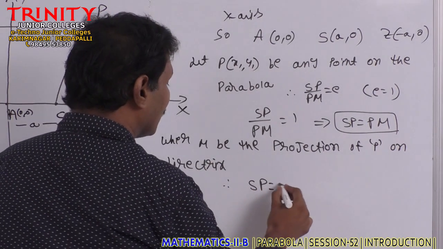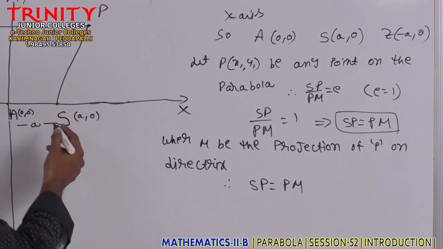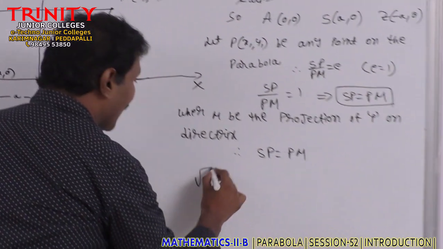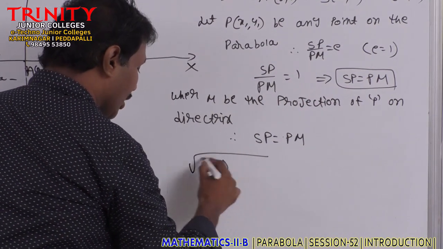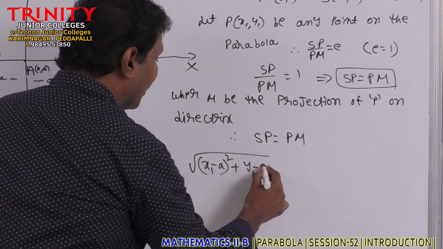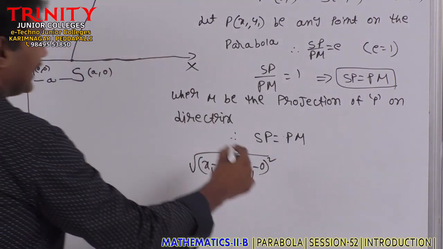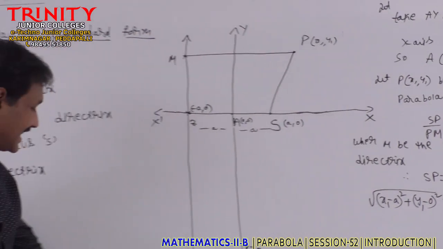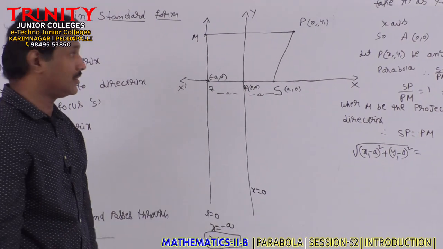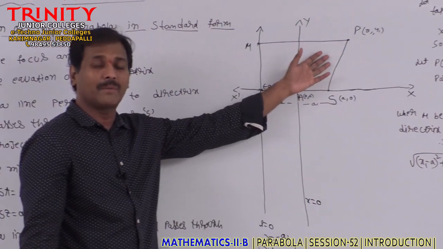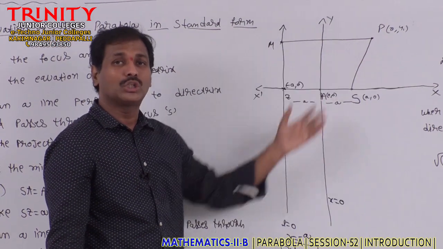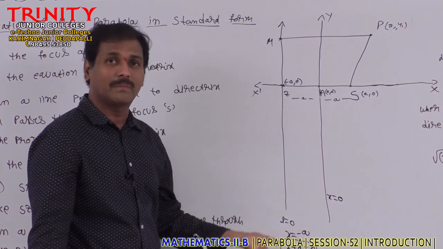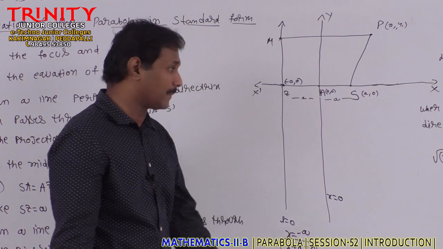Therefore, SP equals PM. The distance from S to P, the locus point (x1, y1), is the square root of (x1 minus a) whole square plus (y1 minus 0) whole square, equal to PM. PM is the perpendicular distance from the point to the line, where the equation of the line is x plus a equal to 0. We know that the perpendicular distance from point P (x1, y1) to the line ax plus by plus c equal to 0 is modulus of (ax1 plus by1 plus c) by root of a square plus b square.